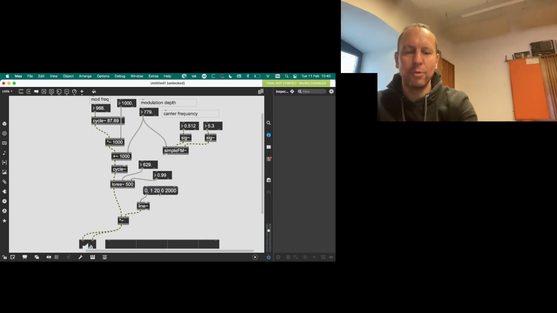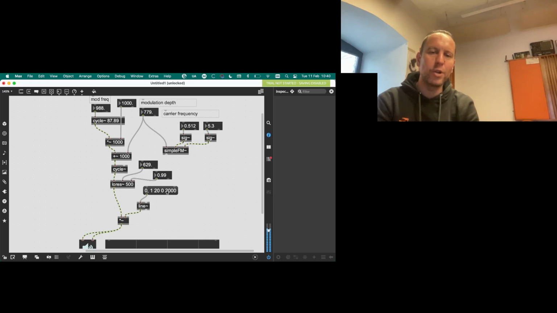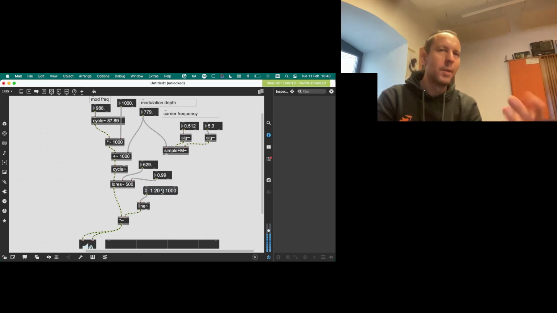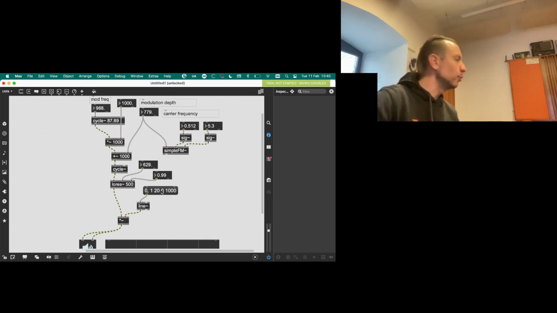Okay, so I'm trying to make a snare sound, and I think that this is still a bit too long. So I'm going to change that back to 1000. But it still doesn't sound like a snare. What do I do?